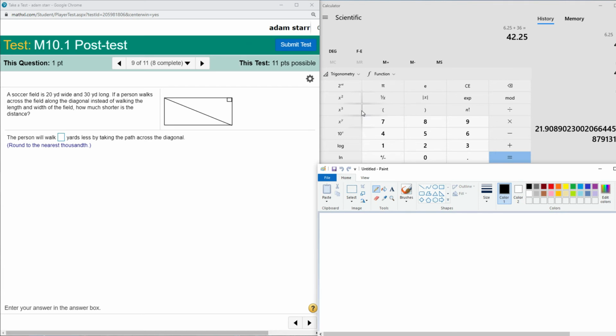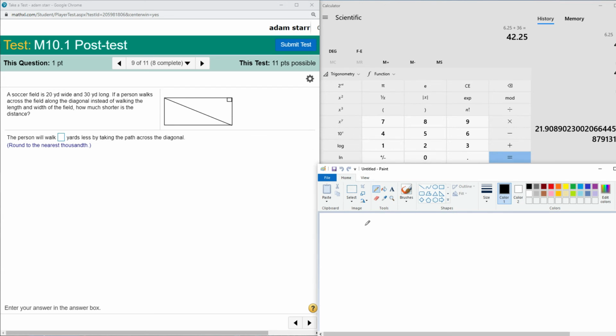Okay, so we have a couple things here. One, we need to figure out what the distance of the diagonal is. And two, we have to figure out how much shorter that distance is than if you were to walk around the length and the width. Okay, and that's actually going to be the answer.